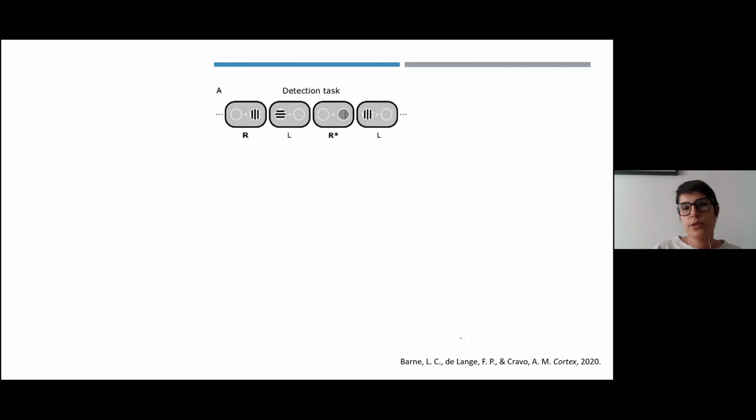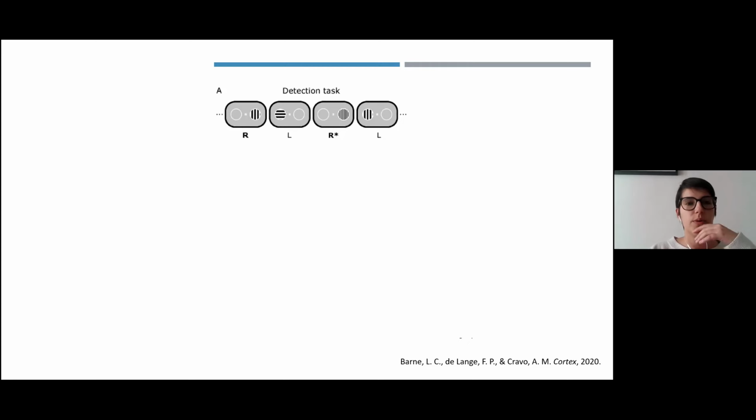And actually, we were not really interested in the targets. We were more interested in the stimuli that were ignored by the participants, the standards. Another thing is that all the stimuli, including the standards, could have two orientations: either vertical or horizontal.